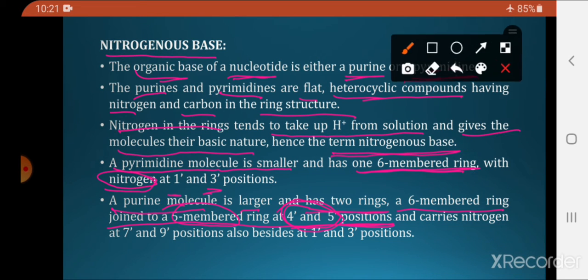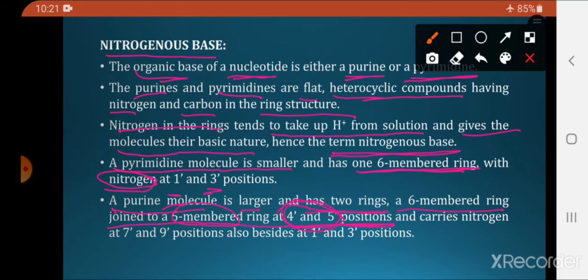ओके, सो नाउ इट हैव 2 रिंग, वन इज 6 मेंबर्ड रिंग. सो जो 6 मेंबर्ड रिंग है उसका नाइट्रोजन का पोजीशन 1 and 3. Along with it, it also carries the nitrogen at position 7 and 9. So there are 4 nitrogens in a purine molecule. They are occurring at position 1, 3, 7 and 9. Purine is a larger molecule with 2 rings. One is a 6-membered ring which is joined to a 5-membered ring at 4 and 5 position. In this complete structure, position 1, 3, 7 and 9 are occupied by the nitrogen.